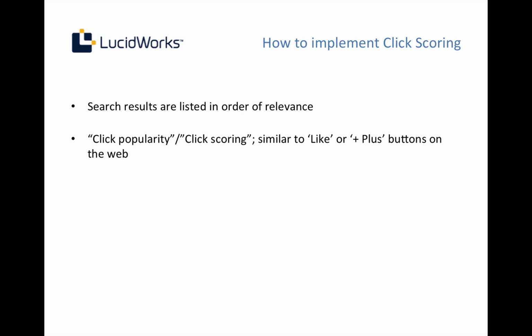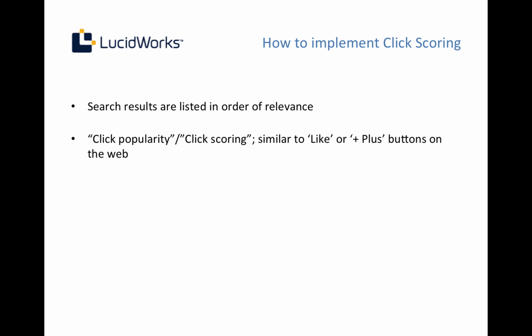Another way that relevance and the order of documents in a result list can be tuned is by using what is called click popularity, or what Lucidworks Search calls click scoring. Click scoring is similar to the like or plus buttons you see on the web, except that click scoring changes the importance of documents without any explicit action by the user.